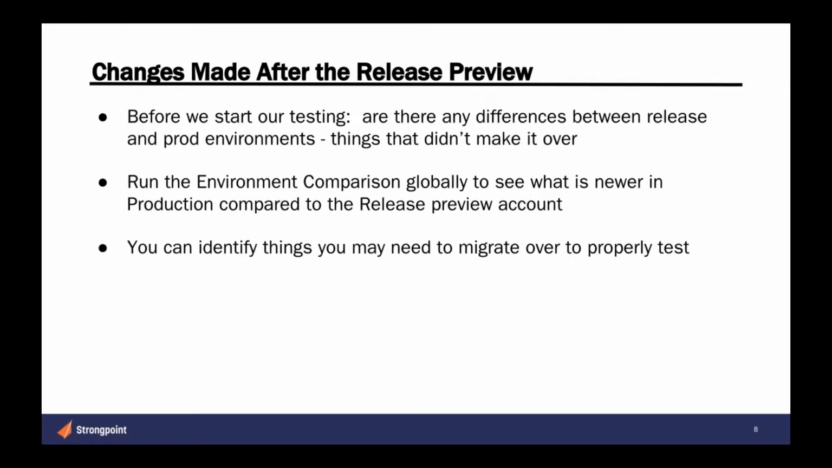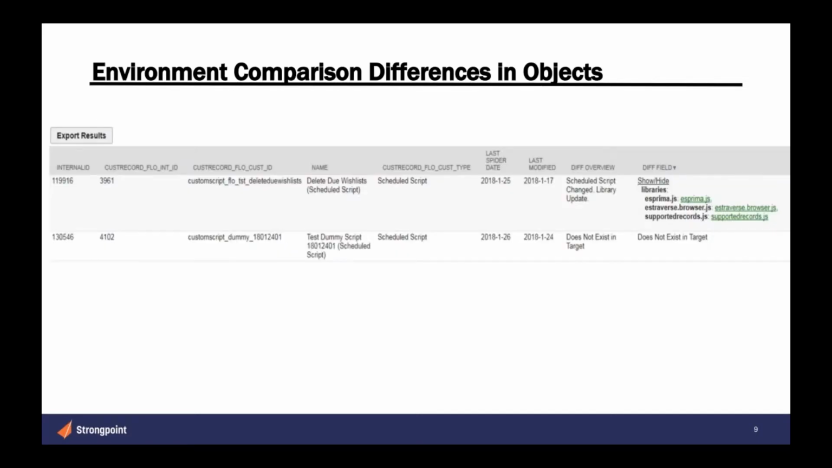So probably I have certain things in my account that are different from the ones in the release preview. So I probably need to test those, and we can get that information directly from the environment comparison. So I'm going to show you a couple of examples. First of all, I run the environment comparison, and it shows me that from my production account to my release account, I have one scheduled script that includes certain libraries. So it's different in my production account. So I need to manually migrate that or take that into consideration.